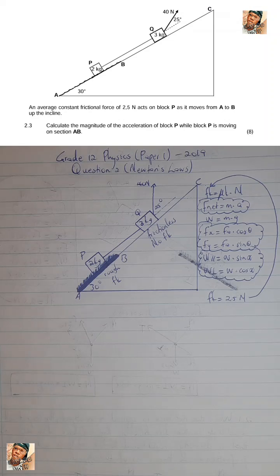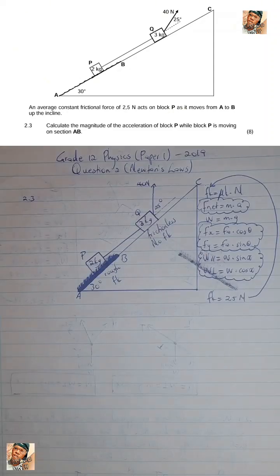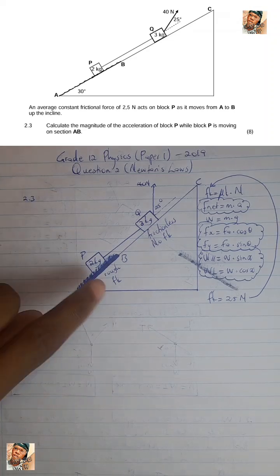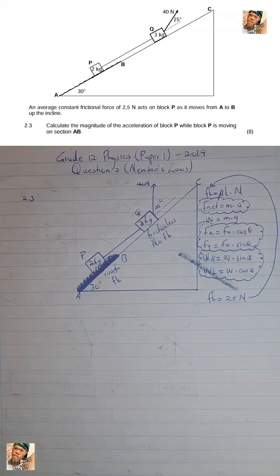All right, now that we're on the next page, let us calculate the acceleration of block P. Remember what I said, we're going to utilize the simultaneous equations. So 2.3, we're going to start with the F net, or the second law on block P, but please do not forget the free body diagram of Q.